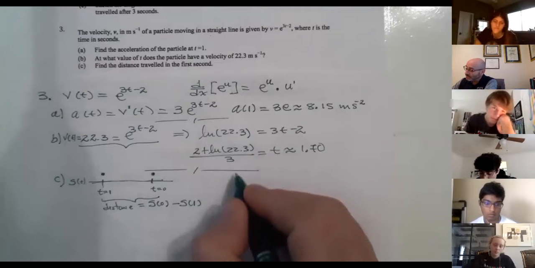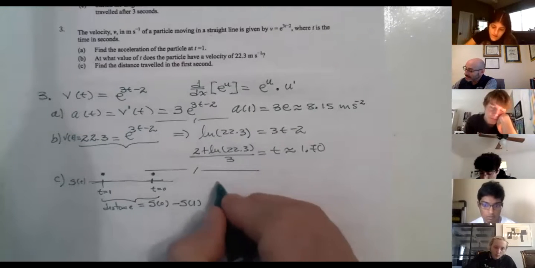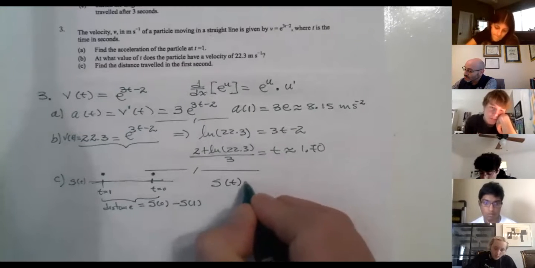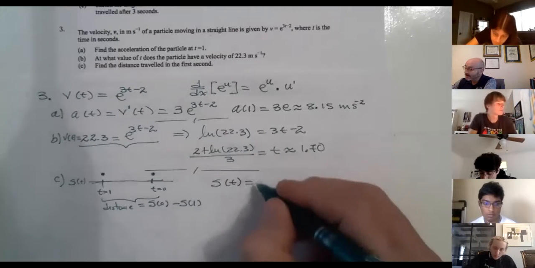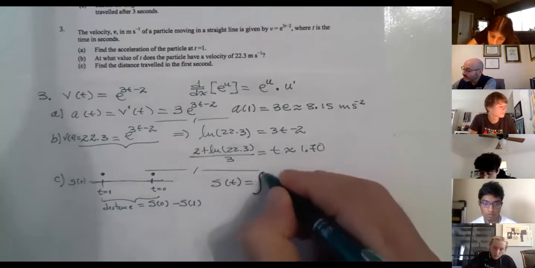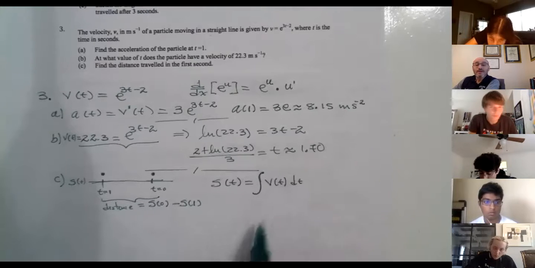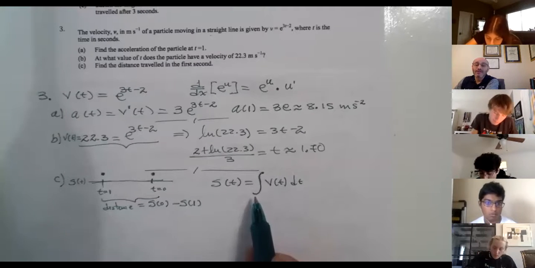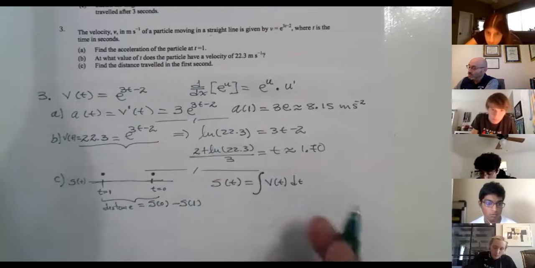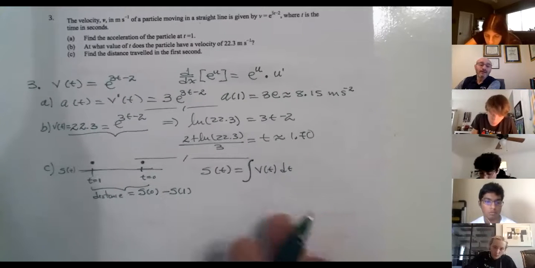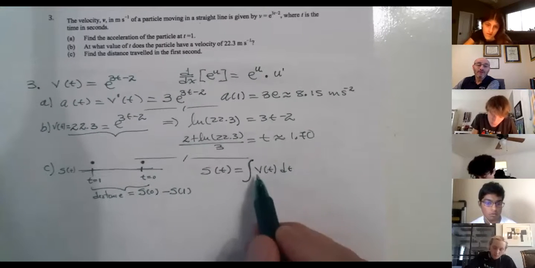So we know that the position will be the antiderivative of the velocity. Remember that this symbol stands for what? Antiderivative, which is the integral, correct? So we need to find the integral of v of t.